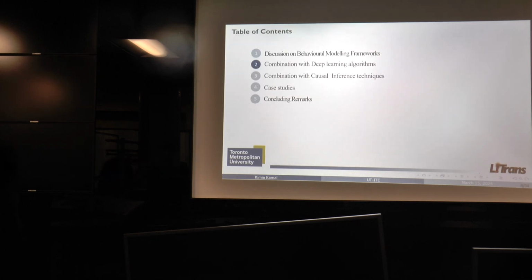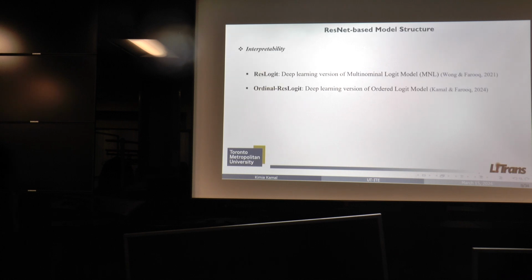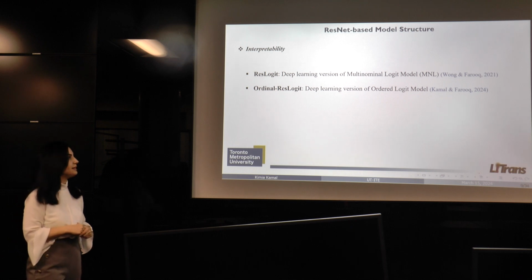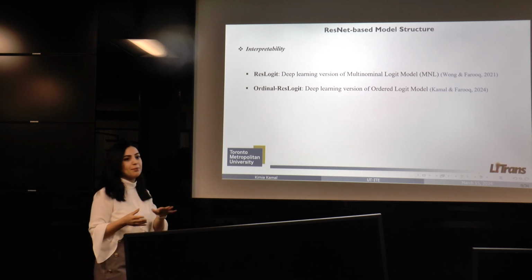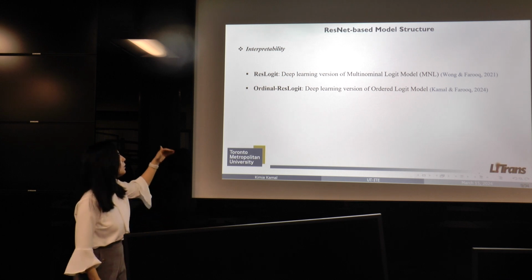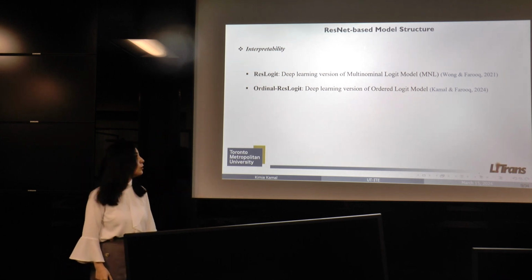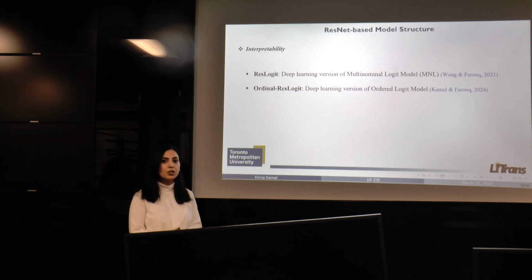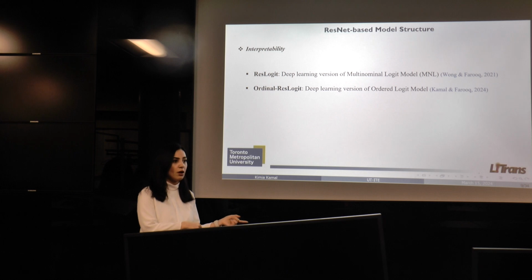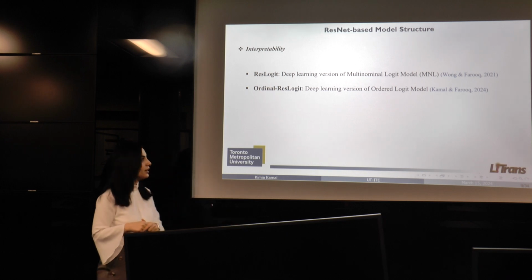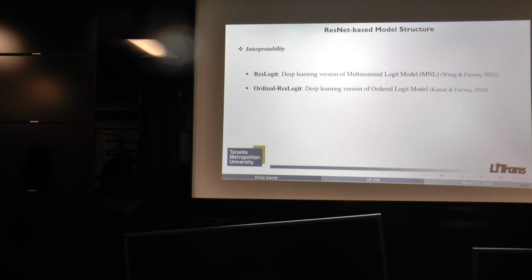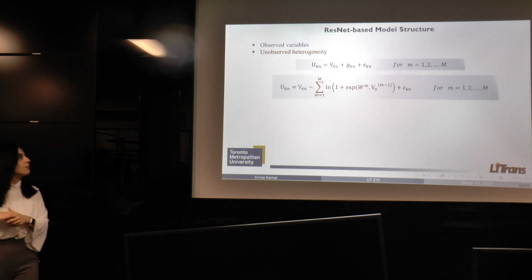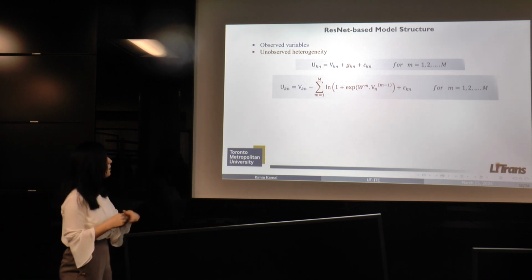Now let's move on to our methodology. In our lab, to overcome the lack of interpretability, we propose a ResNet-based model structure, including ResLogit and ordinal ResLogit. The ResNet-based model structure is a deep learning version of discrete choice models used for both ordinal and categorical data sets. In the following slides, I'm going to explain how the ResNet-based model structure works.